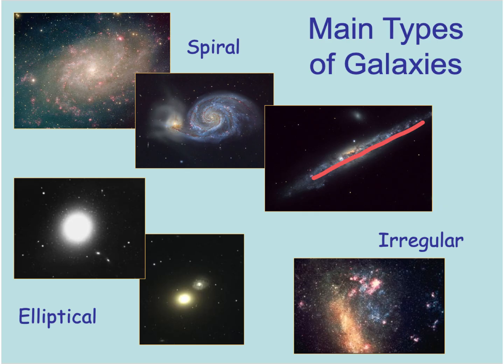The two on the bottom left are ellipticals. The first one is pretty circular, and the second one a little bit more oval, stretched out in the left-right direction more than the up-down direction. The last image is of an irregular galaxy. It doesn't fit into either of the other categories.